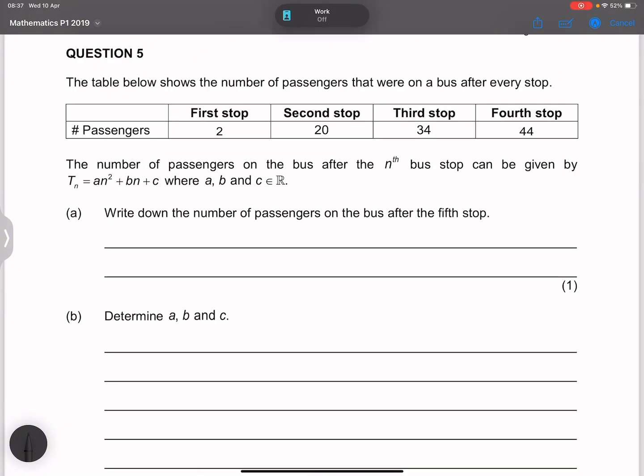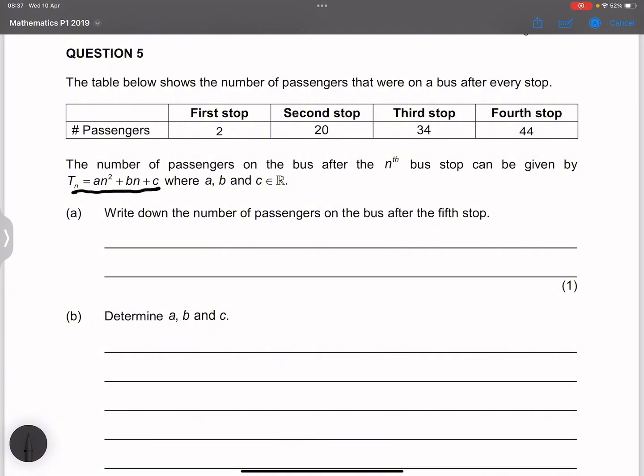5, so they give us the table below that shows the number of passengers that were on a bus after every stop, right? So we can see that the number of passengers is increasing. That's 2, 20, 34, 44, right? They say the number of passengers on the bus after the nth stop, right? Bus stop can be given by Tn, all right? So that quadratic pattern there, right? So they say to us, write down the number of passengers on the bus after the 5th stop.